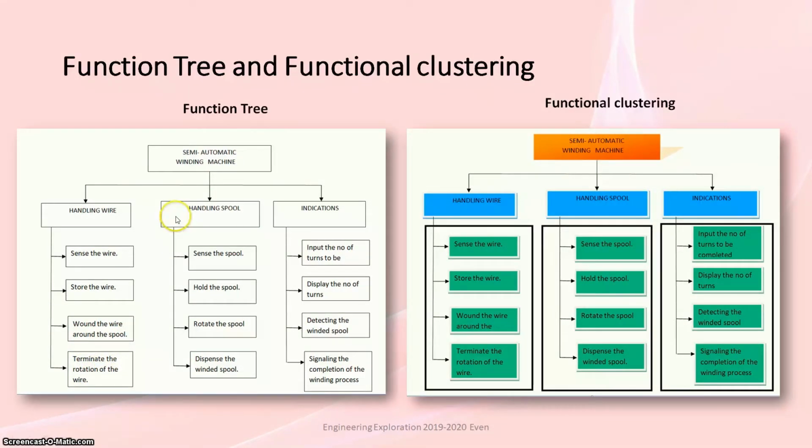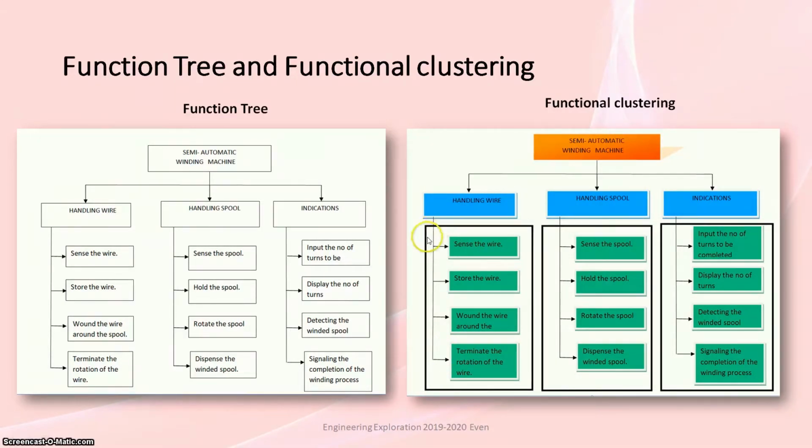The functions under handling the spool are to sense the spool, to hold the spool and rotate the spool and to dispense the winded spool. The functions under indications are to input the number of turns to be made, display the number of turns, detecting the winded spool and the signaling the completion of the winding process.